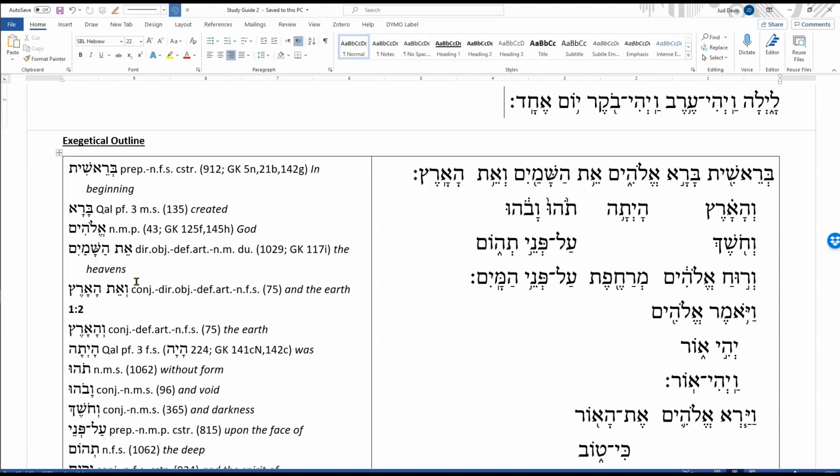So in the beginning of, and people debate whether this is a true construct or not. So some people are not going to put the "of" there. In the beginning of God creating, the heavens and the earth was without form. That's how he's parsing it. And then he links it to the standard grammar. So this is Gesenius Kautzsch.